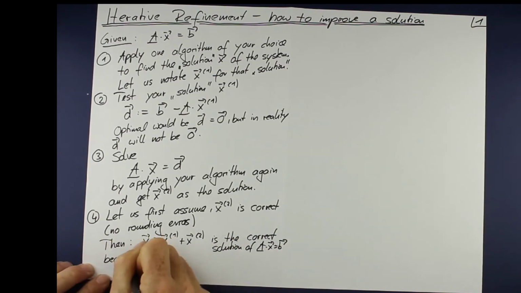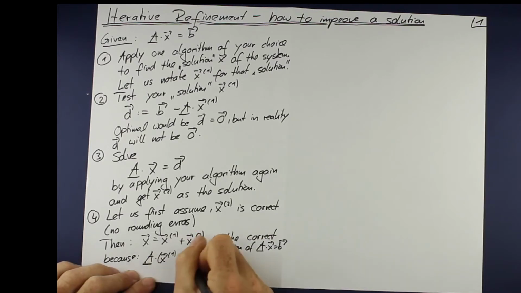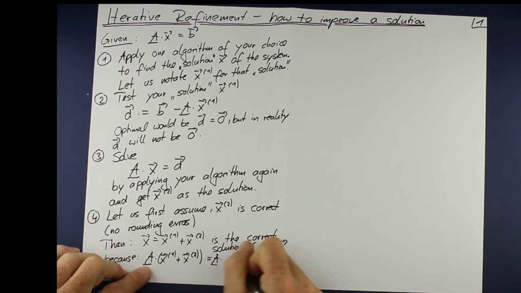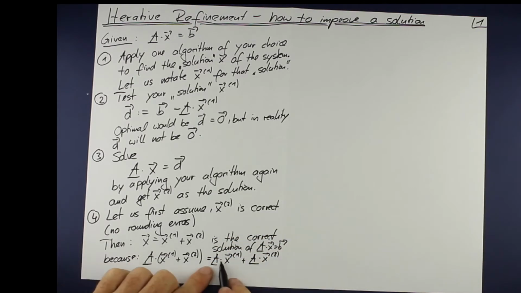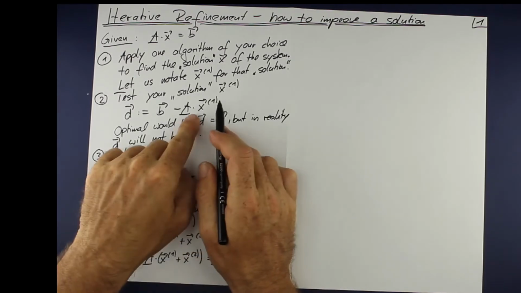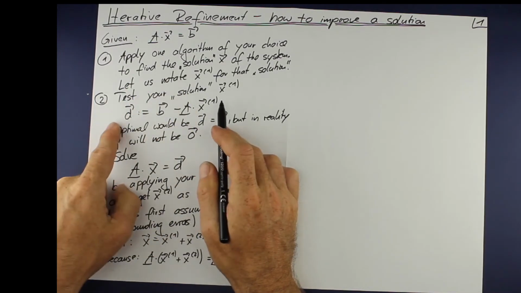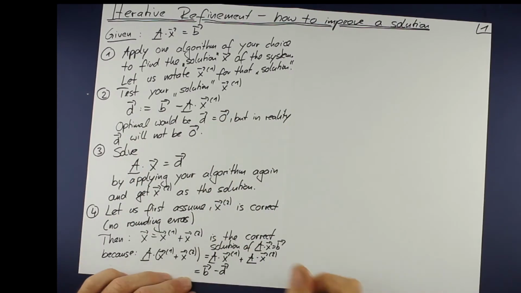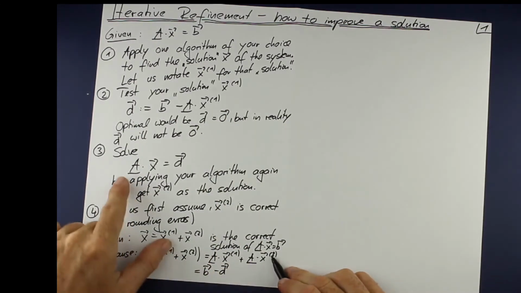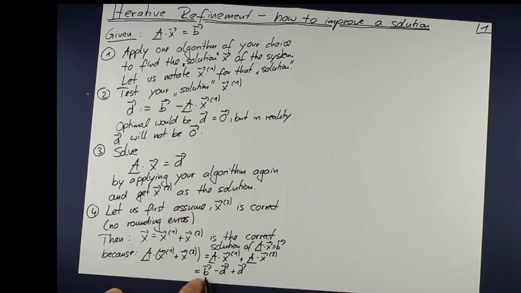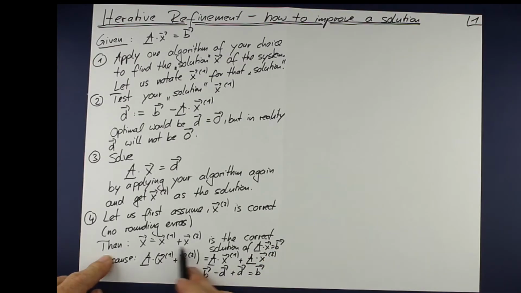Why is that true? We can test by multiplying, and let's use the rules for matrix calculus. So we can multiply A times x1. And what is A times x1? A times x1, bring that to the left hand side, bring the D on the right hand side. So A times x1 is B minus D. And what is A times x2? It's the solution of that, so this is D. B minus D plus D is B. So indeed, this is the correct solution as we have seen here.